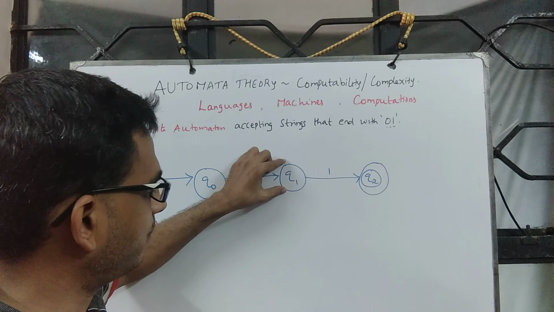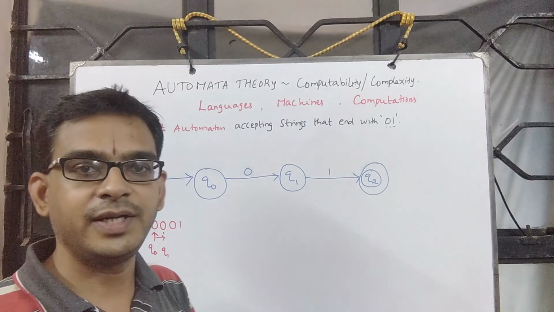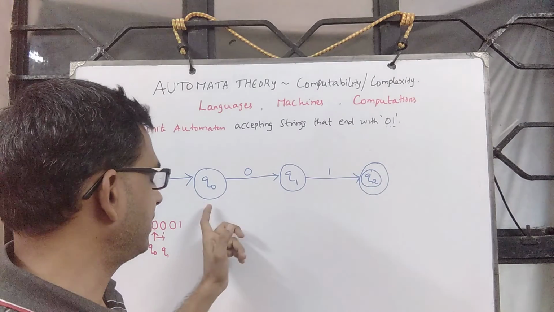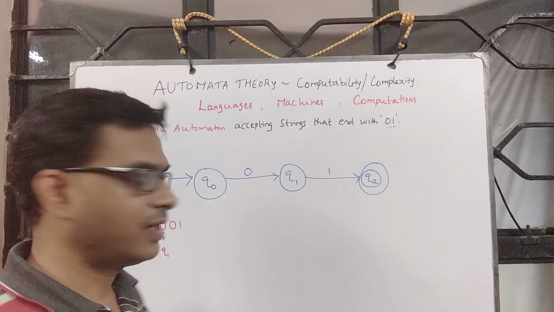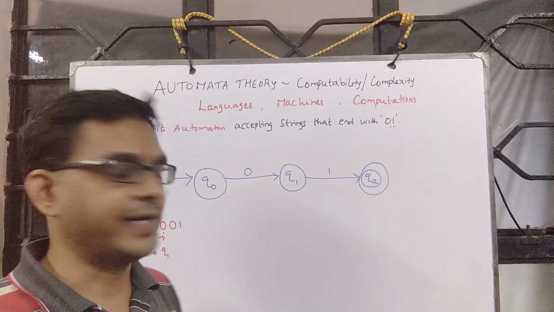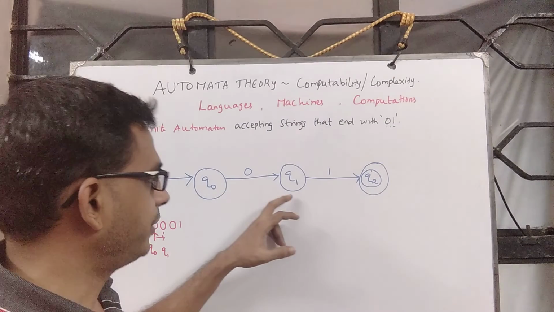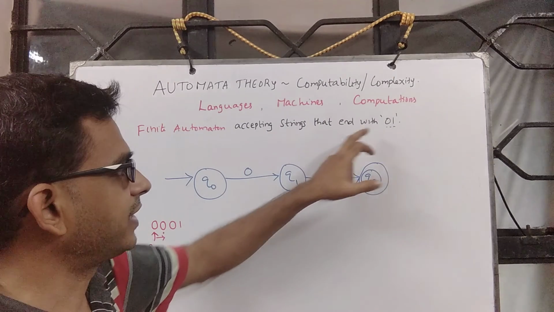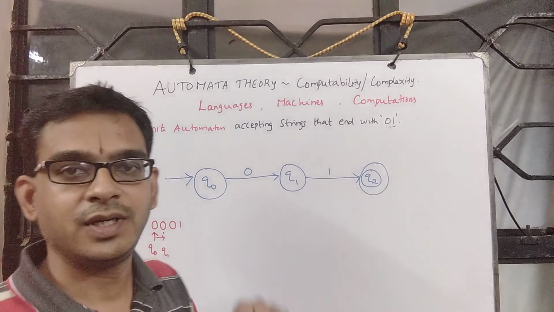But when I get 0, what is that I should do? So like that, for each symbol in sigma, if the transition is defined for each of the states, then the automaton is complete. But how do we define the transition? We should define the transition in such a way that this question is answered.